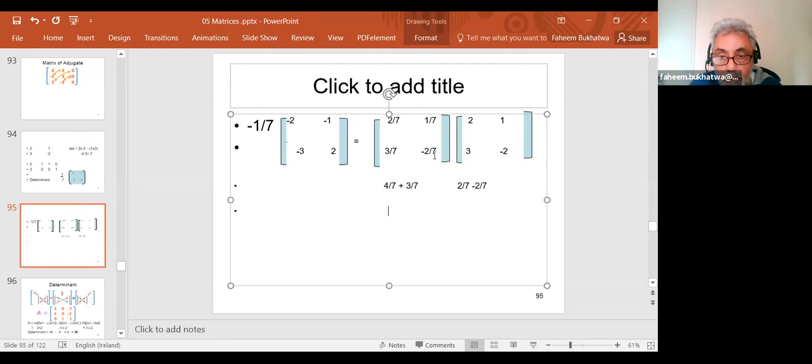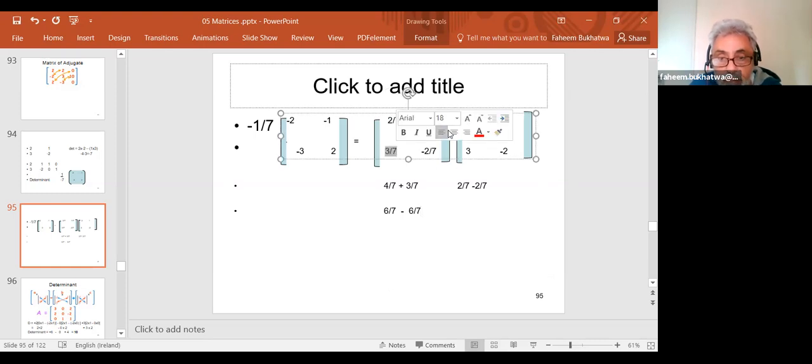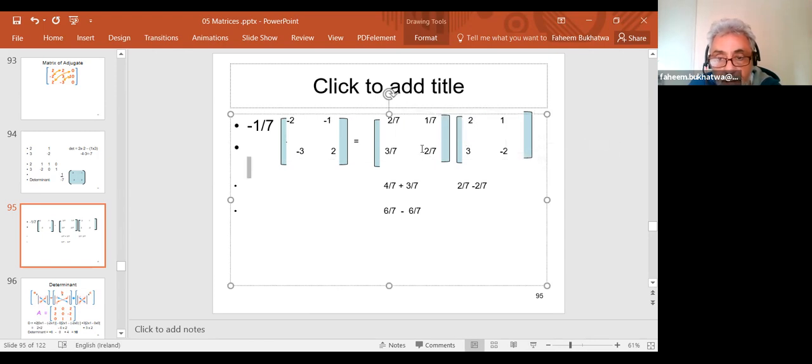Okay. The next row is this row here multiplied into this column. So 3 times 2 is 6 sevenths, and minus 2 times 3 is minus 6 sevenths. So one of them is 6 over 7 minus 6 by 6 sevenths, because that's 3 sevenths times 2 is 6, and minus 2 times 3 is minus 6. And the last final row, this row into this column.